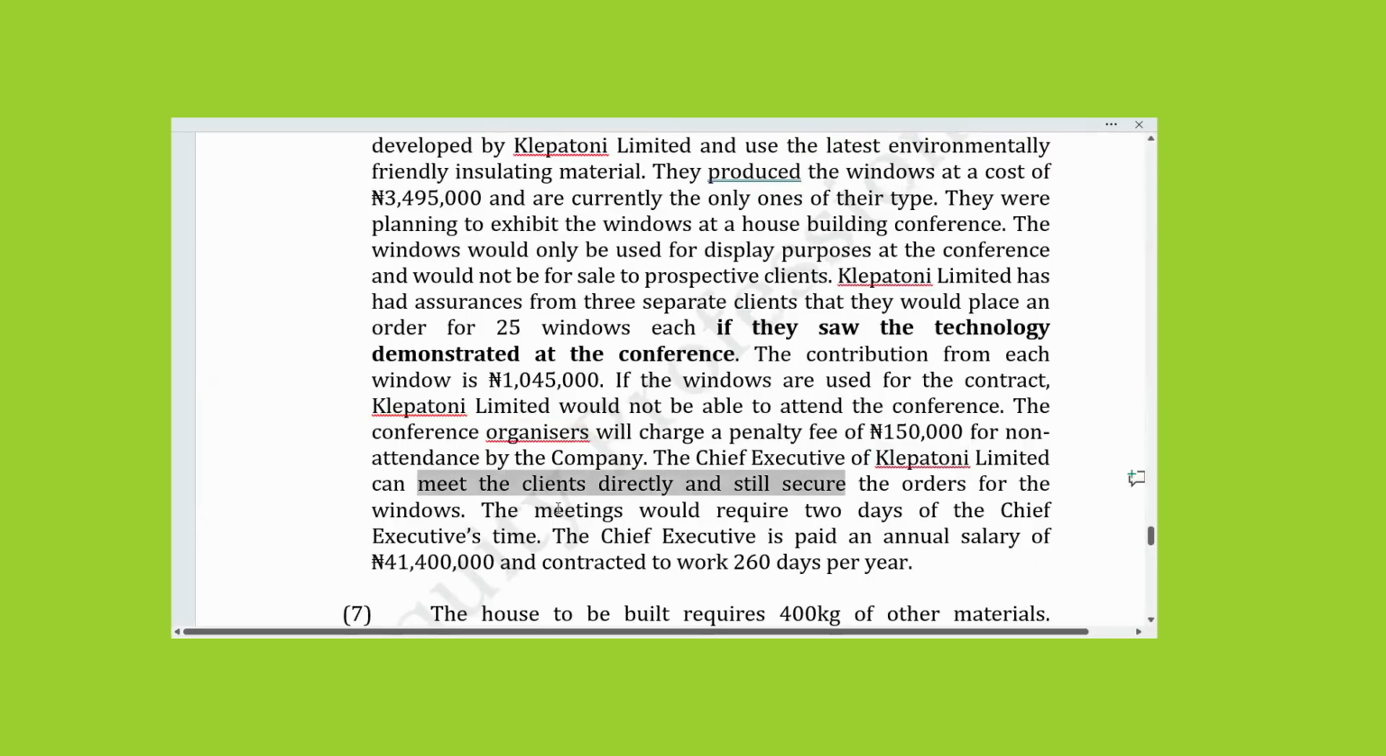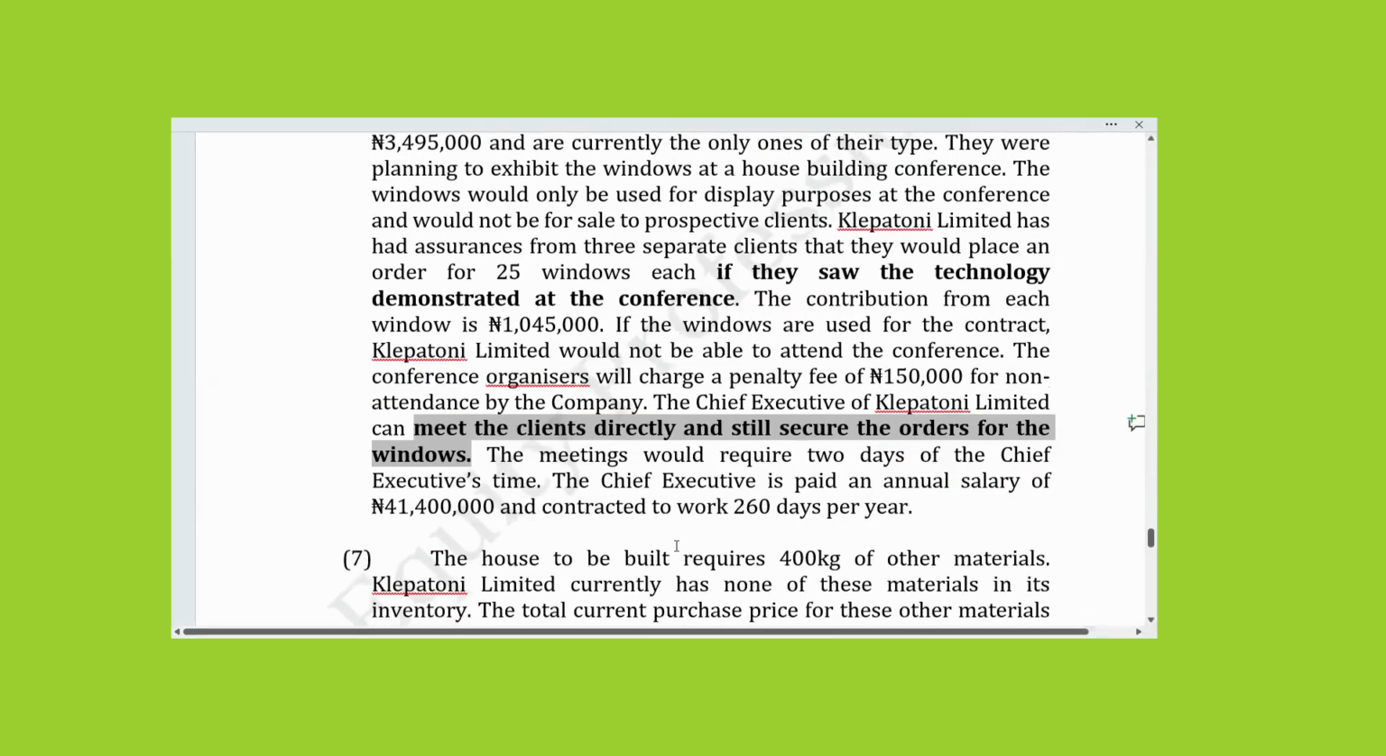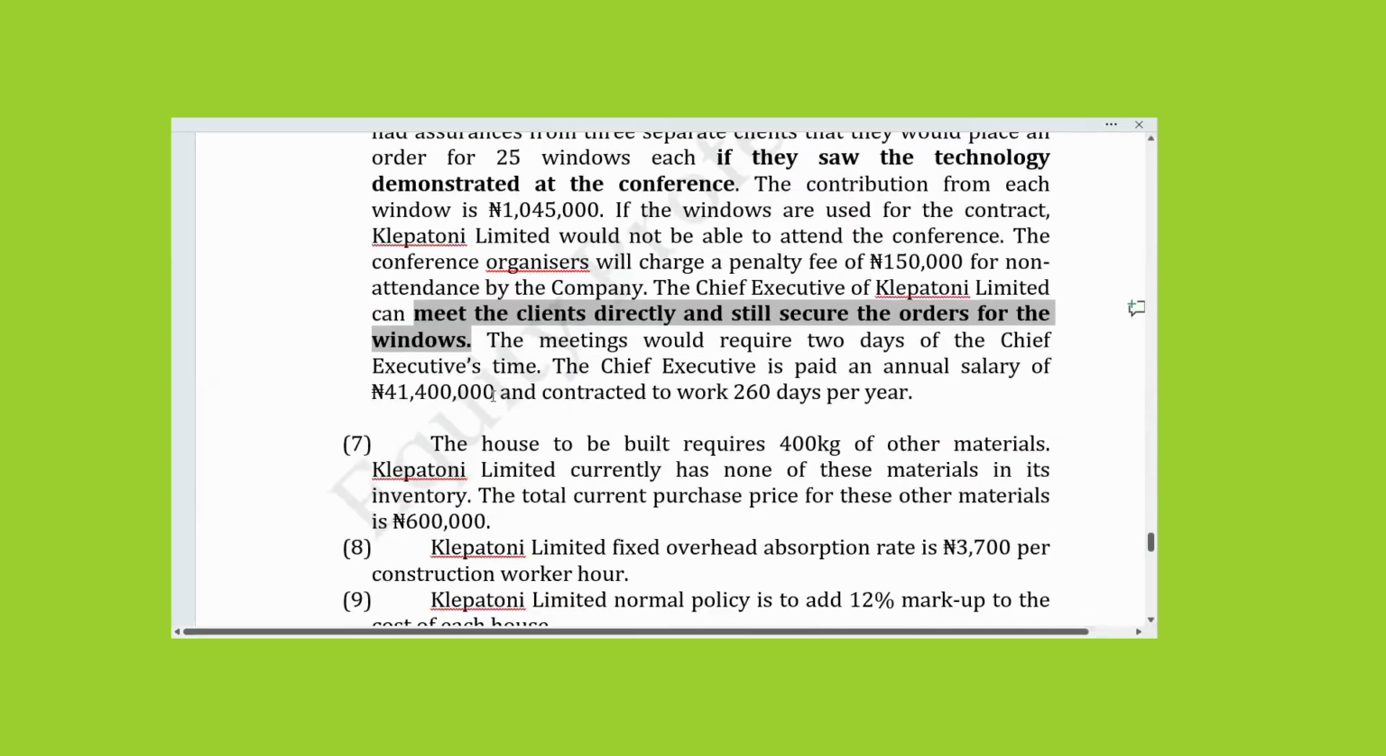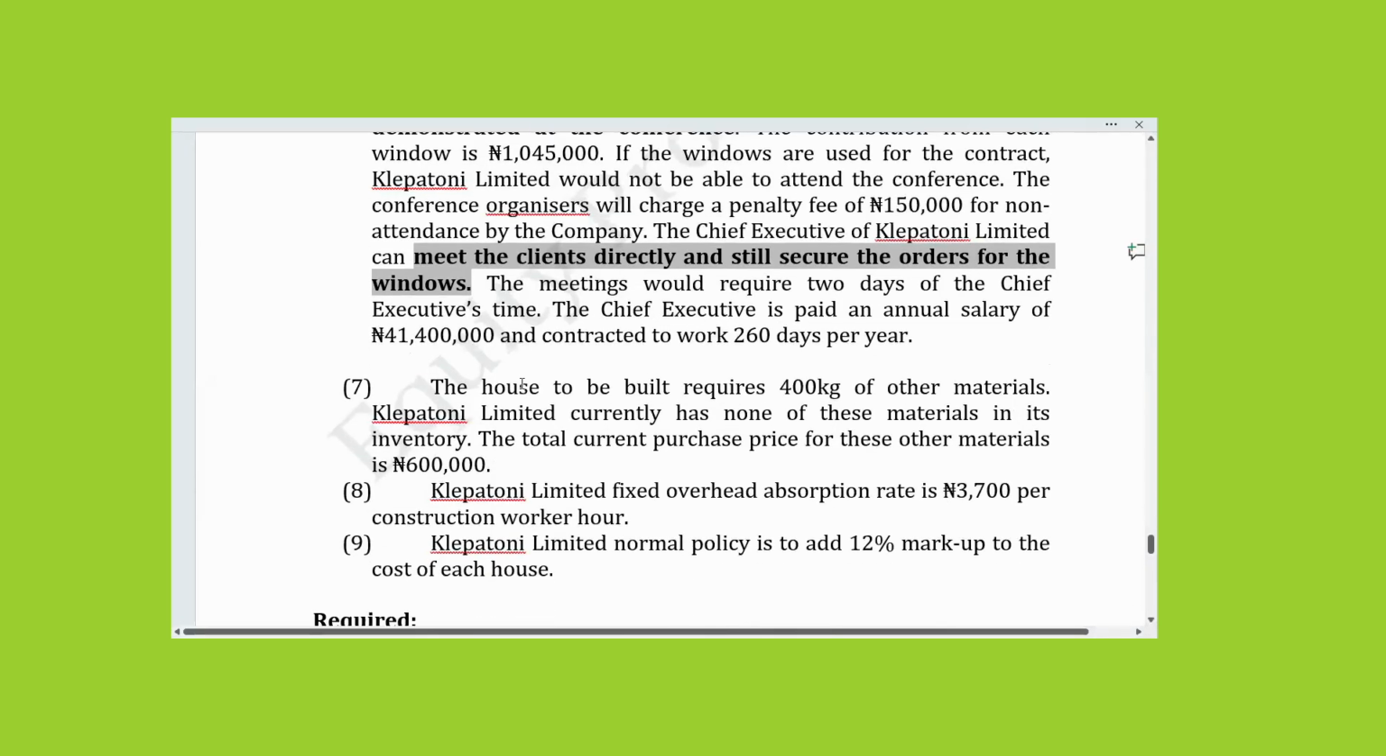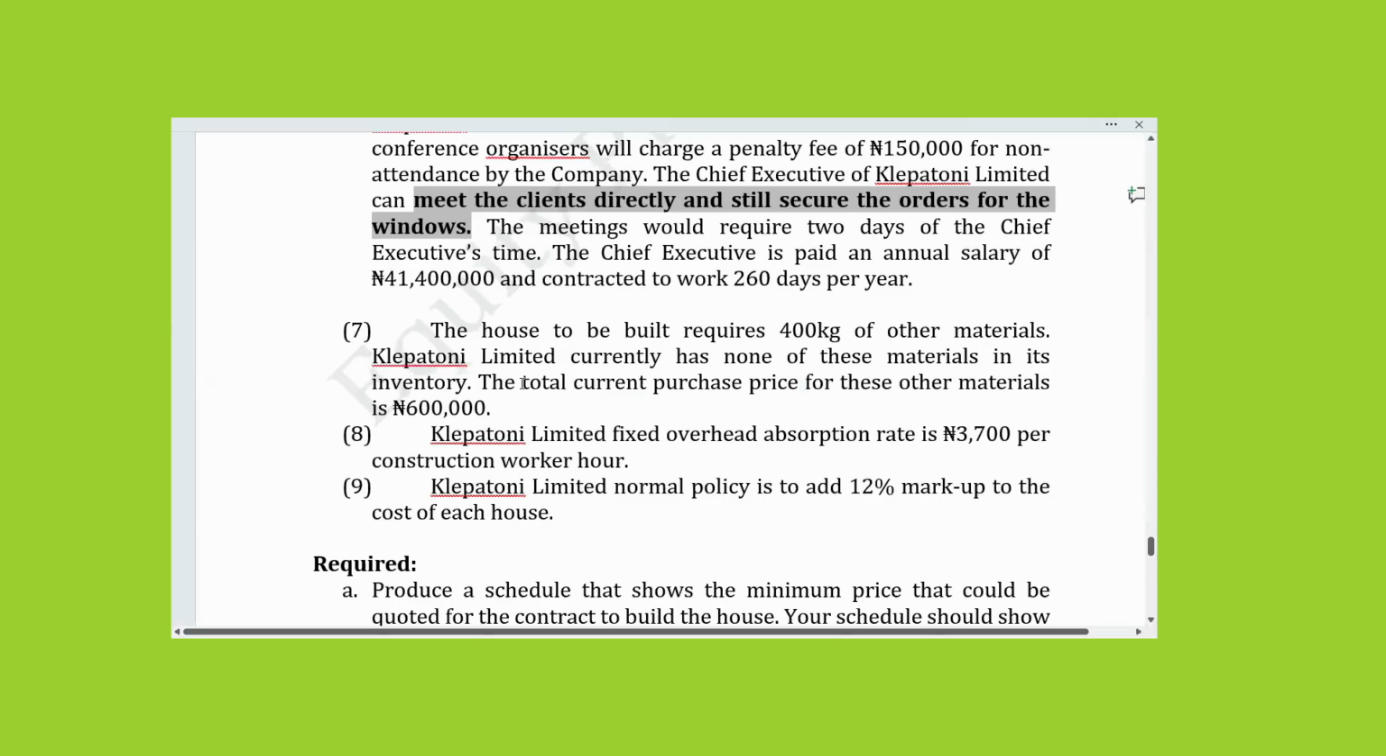The chief executive is paid an annual salary of 41,400,000 and contracted to work 260 days per year. The house to be built requires 400 kg of other materials. Clearpatoni Limited currently has none of these materials in its inventory. The current purchase price for these other materials is 600,000.